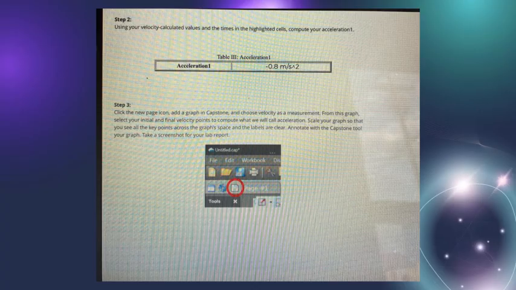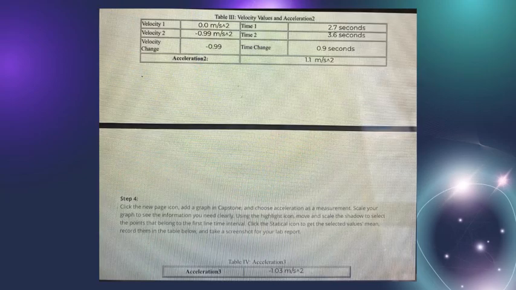In the capstone, we had to choose a velocity as a measurement for this graph. We had to choose an initial and final velocity point to compute what we call acceleration. We use this, as I mentioned before, 2 points from the position and velocity graphs. So, in order for that to happen, we use our table here, which is the velocity values in acceleration 2. And velocity number 1, we had a 0.0 meters per second squared on acceleration. And we have velocity 2 at negative 0.99 meters per second squared.